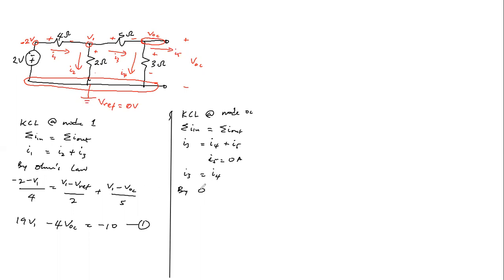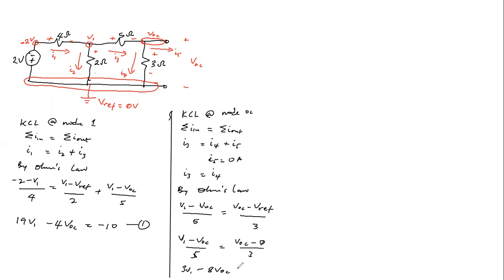By Ohm's law, we have I3 to be V1 minus VOC divided by 5, the same as I4, which is VOC minus VREF, that is VOC minus VREF divided by 3. So V1 minus VOC divided by 5 is the same as VOC, with VREF being 0, divided by 3. Once we run through the simplification process here, we have 3V1 minus 8VOC is the same as 0. It's our second equation.